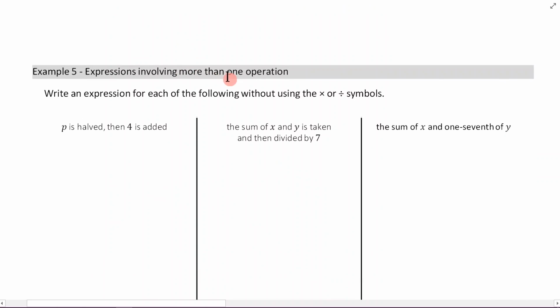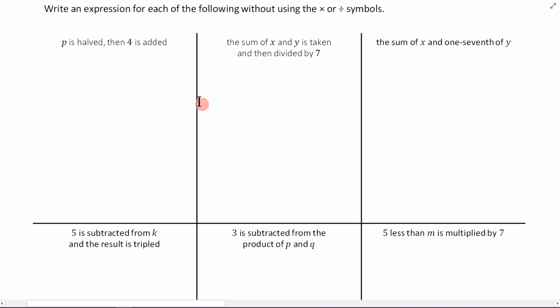Expressions involving more than one operation. So the instructions here are to write an expression for each of the following without using the multiplication or division sign. And as you can see here, we have more than one operation going on. So here we have p is halved, then 4 is added. So I'm going to half p, so it's going to be p divided by 2, and then I'm going to add 4 to it. So that would be my answer. Now remember, p over 2 is the same thing as a half of p, so a half times p plus 4. So there are two different ways you could write your answer.